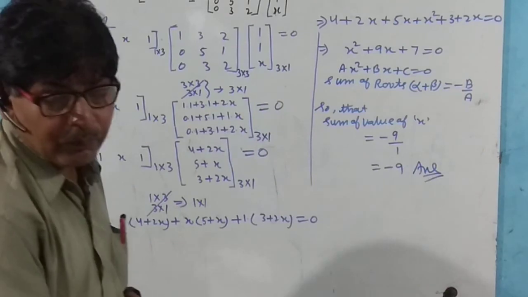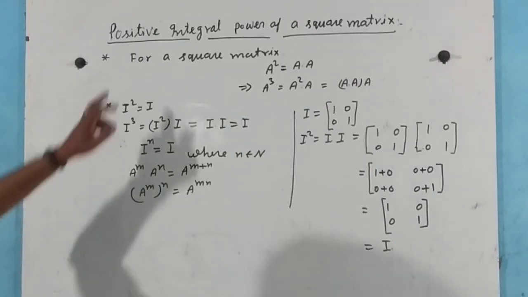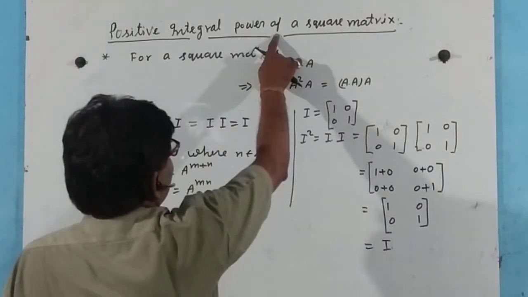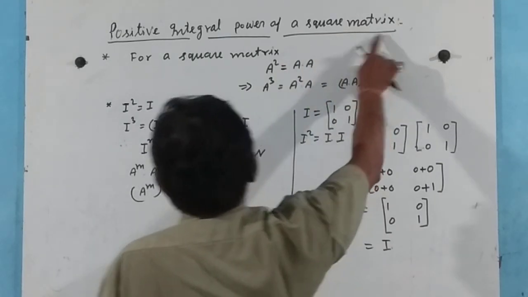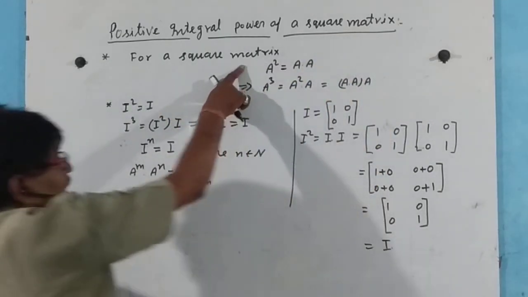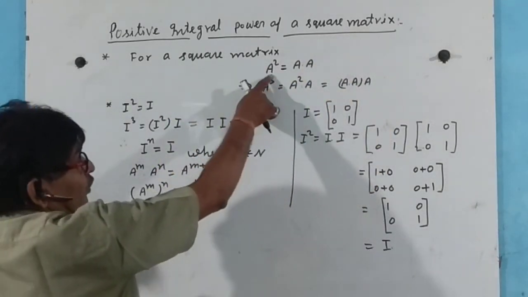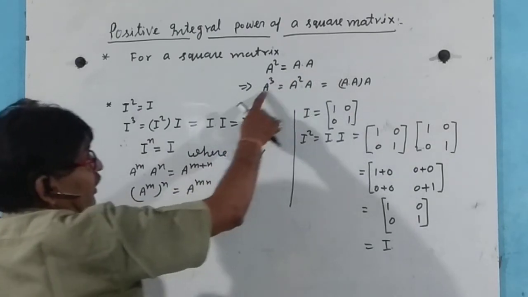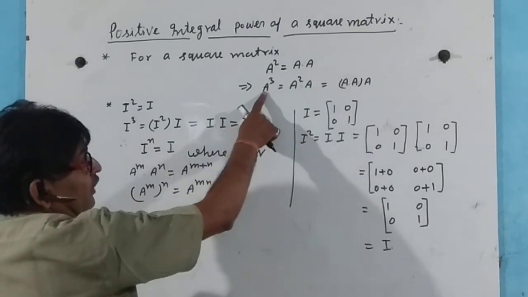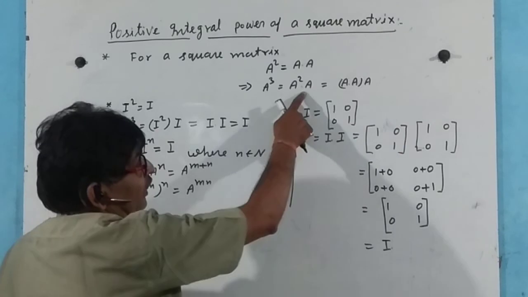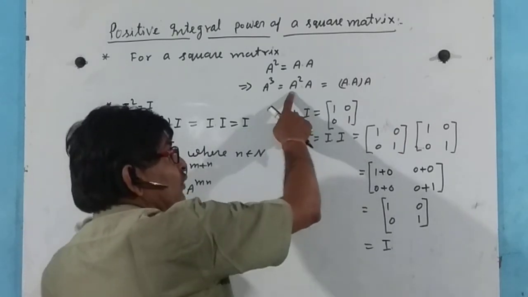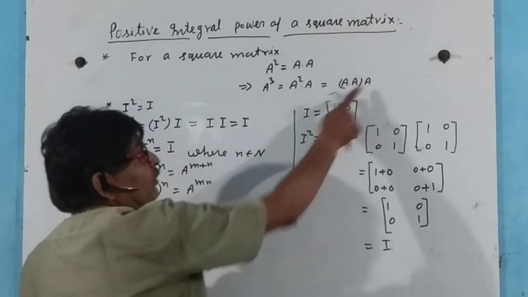Now, positive integral power of a square matrix. For a square matrix, A square equal to A into A, and this implies that A cube can be written as A square into A, and A square can also be written as A into A.